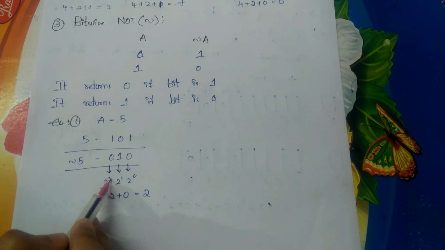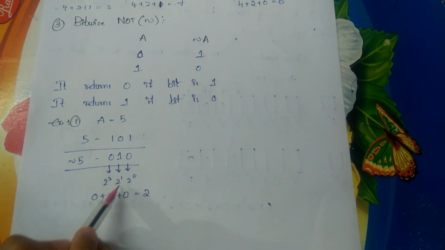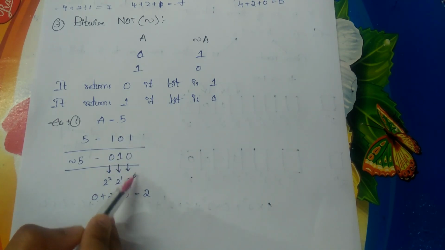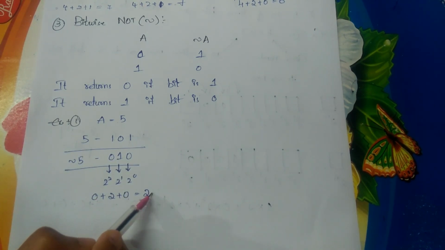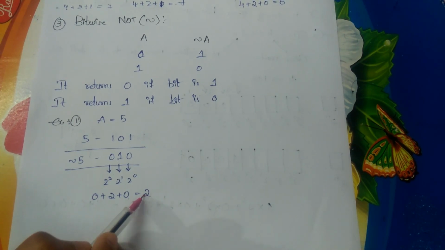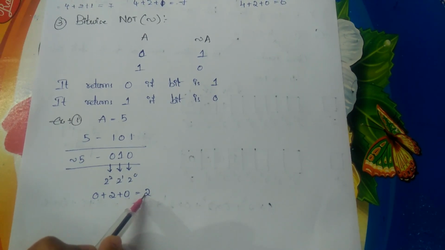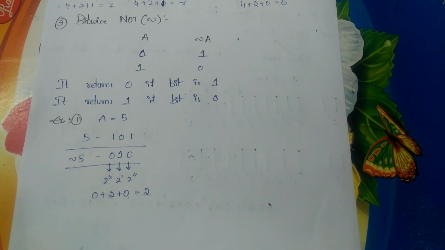So 0 into 2 power 2 is 0. 1 into 2 power 1 is 2. Plus 0 into 2 power 0; 0 into something is always 0. So 0 plus 2 plus 0 is equal to 2. So this is the bitwise not value for 5.